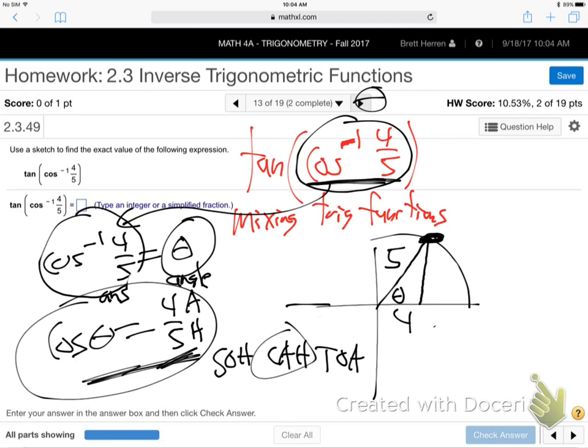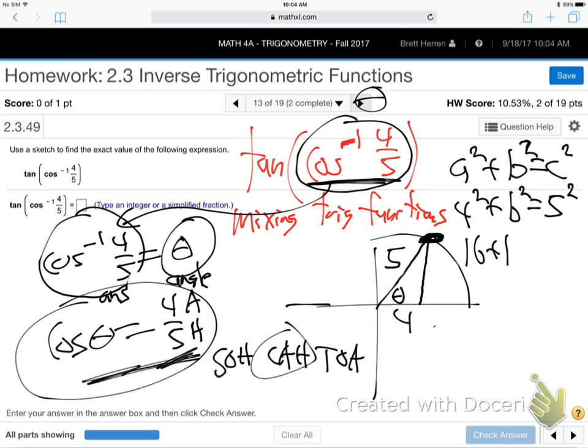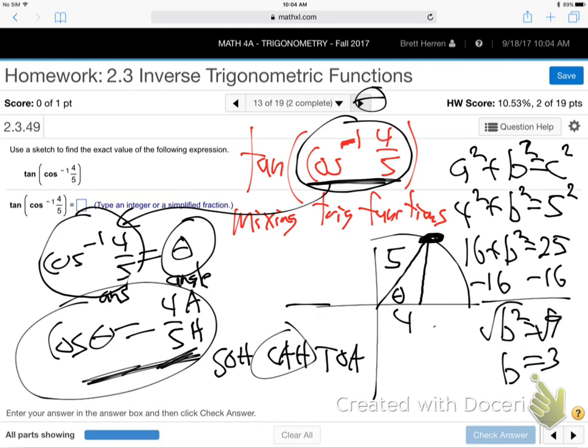Now, can I find this other side with the Pythagorean theorem? A squared plus b squared is c squared. There's a lot of steps here. So that means 4 squared plus b squared is 5 squared. You probably haven't memorized it, but it's 3, 4, 5. The 3, 4, 5 comes up a lot. It's going to be 3, but I'll go through the formalities because sometimes they're not clean. 16 plus b squared is 25. Subtract 16. B squared is 9. Square root. B is 3, plus or minus, but we know it's plus. We're in the first quadrant. So plus 3. Good to there?